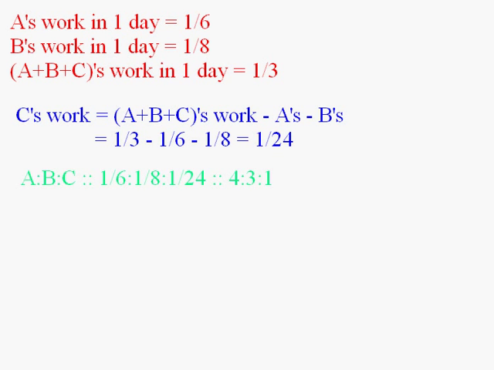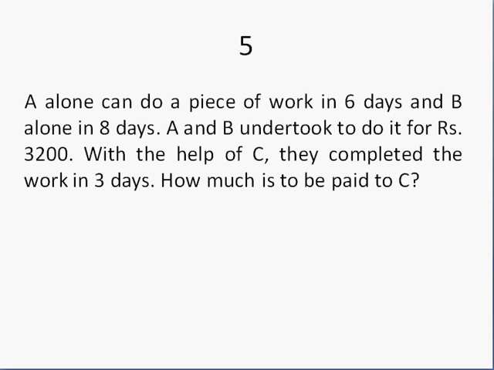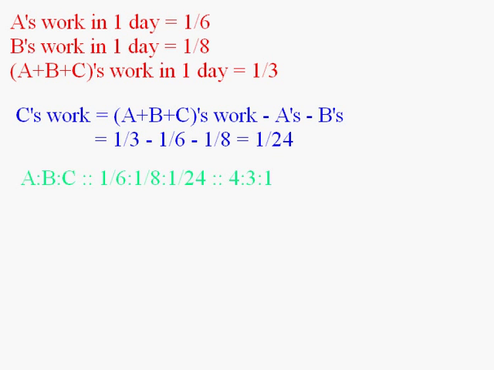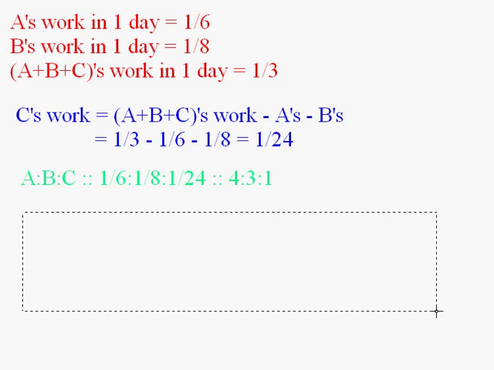Understood? Now, what is given is that A and B undertook the work for rupees 3200. So when C is working, C will also take his share from rupees 3200. Although C did very little work, so he will be paid less. So here what kind of concept will we use? The more you work, the more you will be paid. That's common everywhere. That's the fact.